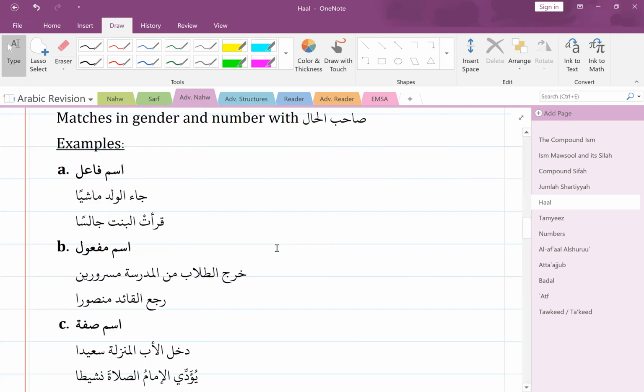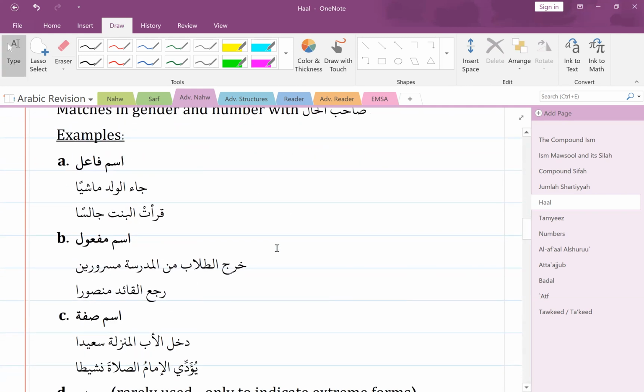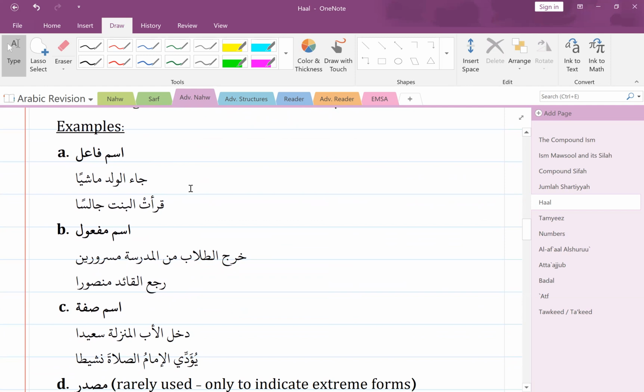So let's look at some examples here. So we said there are 4 cases: isim fa'il, isim maf'ul, isim sifa, masdar. Okay. So when this is an isim fa'il, for example, we have جاء الولد ماشيا. The boy came. How did he come? ماشيا, walking. Or you can say while walking, as he was walking. You can't say walkingly because there's nothing like that, but the others, you can see how it applies. So جاء الولد ماشيا, the boy came walking, or he came while walking, or he came as he was walking.